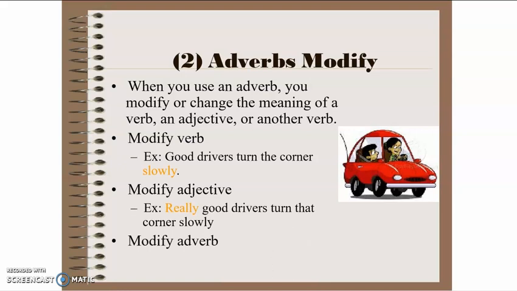Remember that when you use an adverb, you modify or change the meaning of a verb, an adjective, or another adverb. For example, modify verb. If I say good driver, turn the corner and I stop, it's different from saying good driver, turn the corner slowly. Also, whenever you modify adjective, you might change the meaning. Really good driver, turn that corner slowly. You make a kind of confirmation here. Also, when you modify an adverb, let's see. Good driver, turn that corner very slowly. Very slowly. Here you change the meaning by adding very as an adverb.